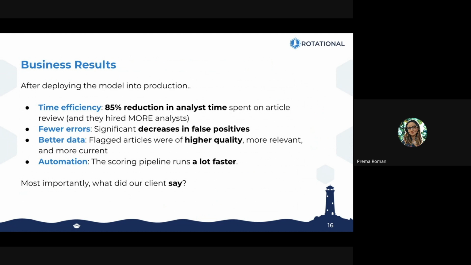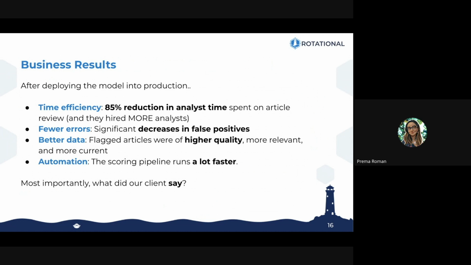Well, first, there was a time efficiency. There was an 85% reduction in analyst time spent on article review, and the client actually wound up hiring more analysts, a point that I'm going to come back to in a little bit. Then the second thing is that after deploying this model, we had fewer errors. There was a significant decrease in false positives. And the articles that were flagged as potential risk articles were of higher quality, and they were more relevant and more current, allowing analysts to perform much better analysis and create better reports on the risk events.